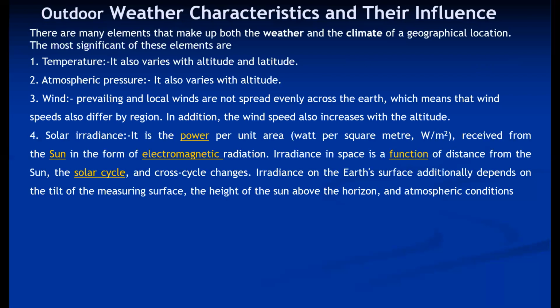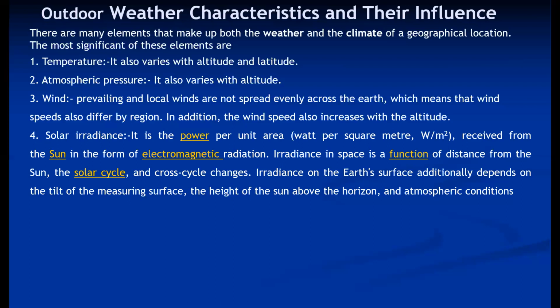Solar irradiance is nothing but the power per unit area received from the sun in the form of electromagnetic radiation. Irradiance in space is a function of distance from the sun, then the solar cycle and cross-cycle changes. Irradiance on the Earth's surface is additionally dependent on the tilt of the measuring surface, the height of the sun above the horizon, and the atmospheric conditions.